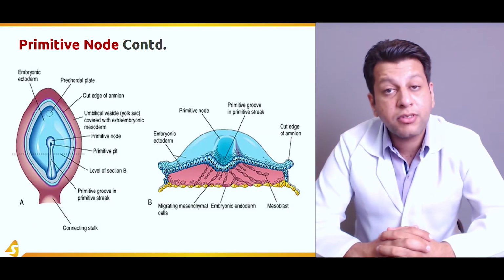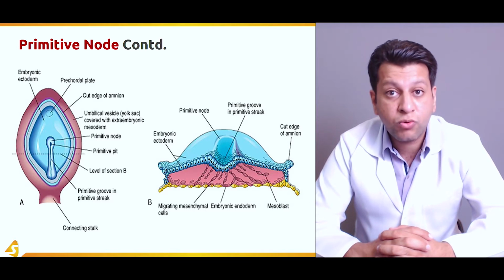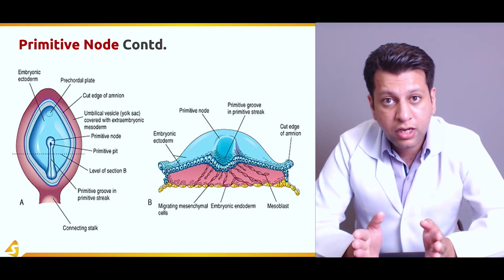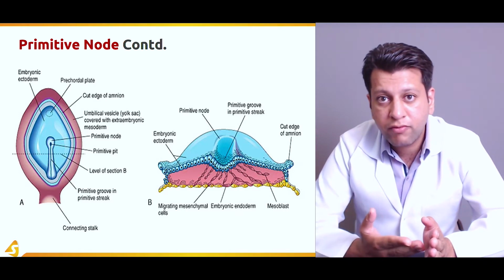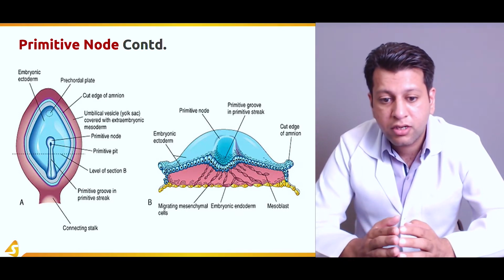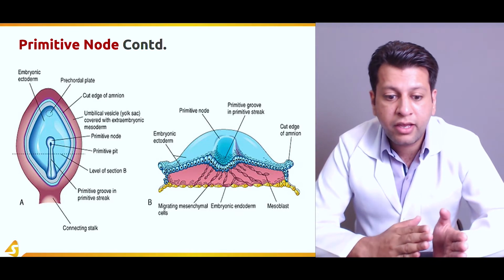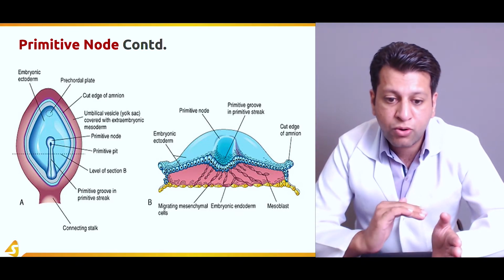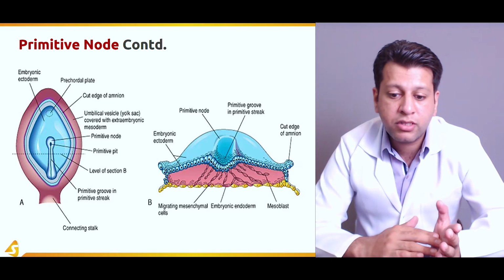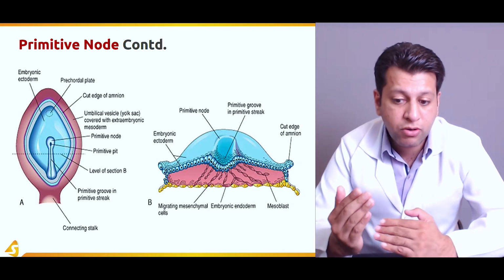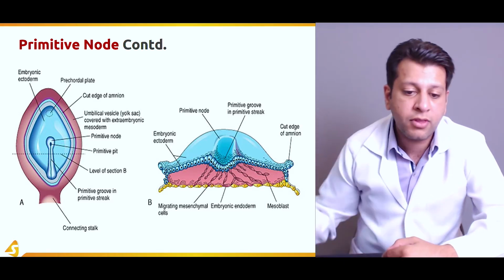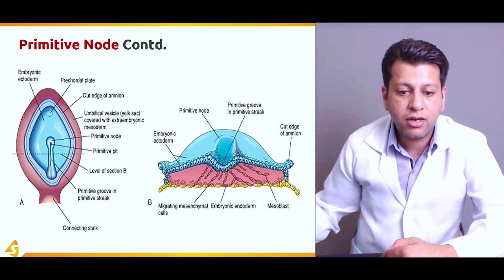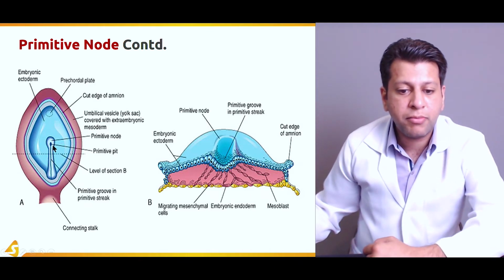This is another diagram of the primitive node, primitive streak, and the process of gastrulation. There are two diagrams. One is a dorsal view and the other is a cross section. In diagram A, the dorsal view, you can appreciate how it looks from the top, while in diagram B you can see how a cross section looks. If you see this clearly, this is the primitive pit, this is the primitive node, and this is the primitive groove and streak.